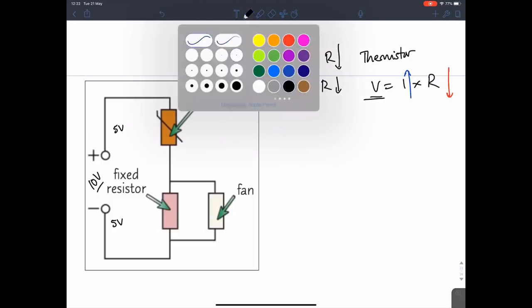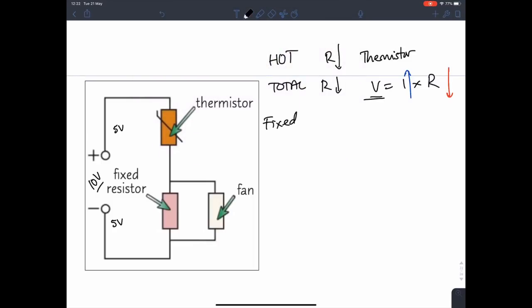Now, looking at the fixed resistor. This is the fixed resistor right here. For the fixed resistor, V equals IR. And again, because its resistance is fixed, we can ignore R, and we can say V is proportional to I. So if this fixed resistor is in a circuit in which the current has increased, since the current in the whole circuit has increased, that means the current in the fixed resistor will also increase. So if I increases, that means V increases as well. So we just figured out that the voltage of the fixed resistor is going to increase.